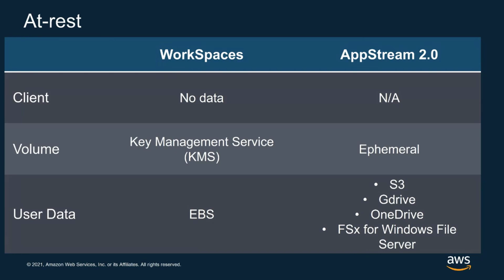AppStream 2.0 instances are ephemeral, however, because they're non-persistent. The user ends the session, the instance is immediately terminated. What we really care about at that point is what information we want to persist, that gets encrypted. And that's where we look at your S3, your Google Drive, because we have support for Google Drive, your Microsoft OneDrive, your Windows file servers. How are you encrypting them? Think about that. Those are separate from the service.